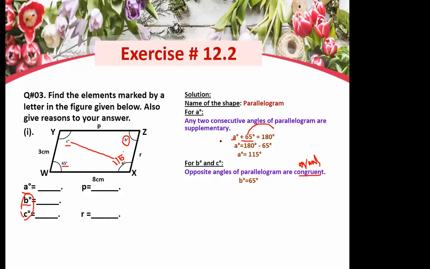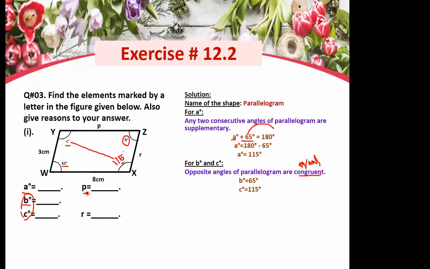Now if we talk about C, what will C equal? C is equal to 115. Why? Because opposite angles of a parallelogram are congruent. So we will write it down here: our angle C will be equal to 115 degrees. Clear? Now, these are angles A, B, and C.